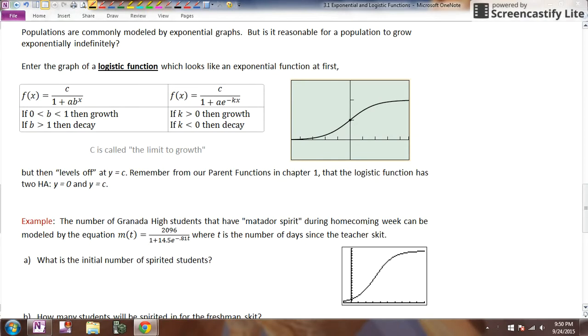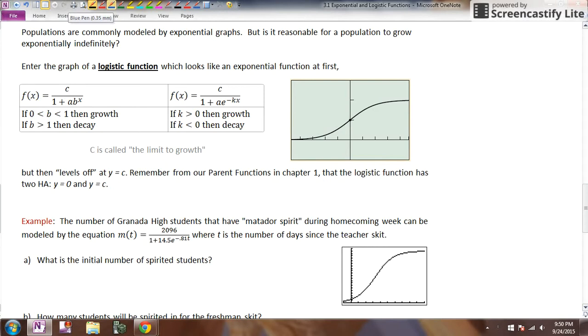Now, in math they like to take populations, like the population of Granada, and they like to say it grows exponentially, and oh my gosh, how great. But can a population really grow exponentially? I mean, yeah, at first it can, but isn't there a point where Granada would be so full that we wouldn't have room for students anymore?